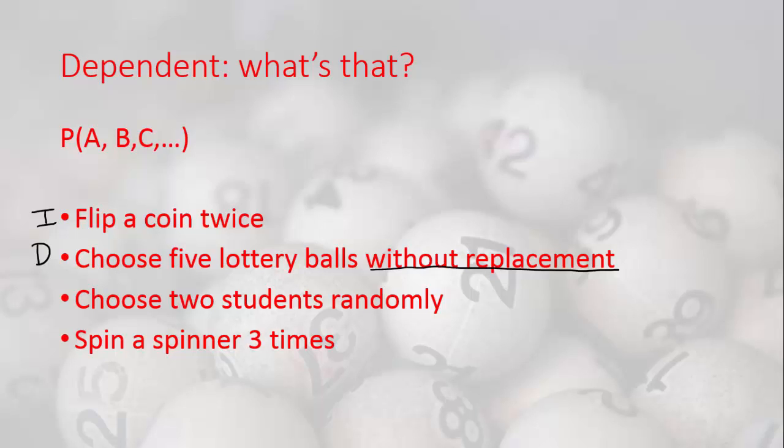Choose 2 students randomly. If you're choosing 2 students and we want them to be 2 different people, then the first choice has an effect on the probability of who gets chosen for the second choice. So these are dependent events. And next, spinning a spinner. This is also like flipping a coin because every time you spin a spinner, the probability starts over. The outcome of one spin doesn't do anything to change the possible outcomes of the next spins. So those are independent events. So we'll be looking at these kinds of events in this video.